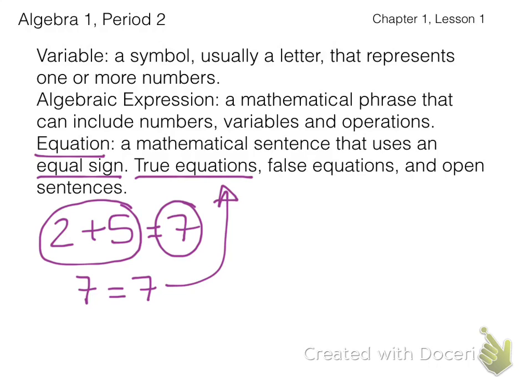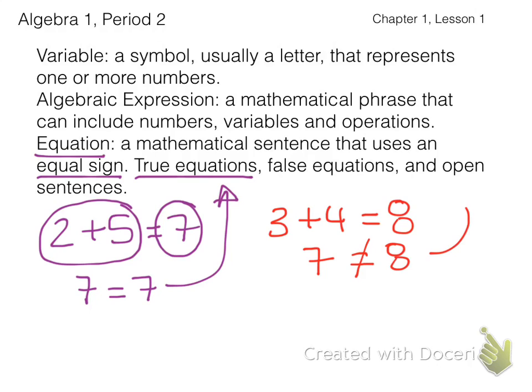Things that are a false equation are kind of easy to spot. If I go 3 plus 4 equals 8, hopefully you guys realize that that doesn't look right. 3 plus 4 is 7, and 7 does not equal 8. So this is what we call a false equation.